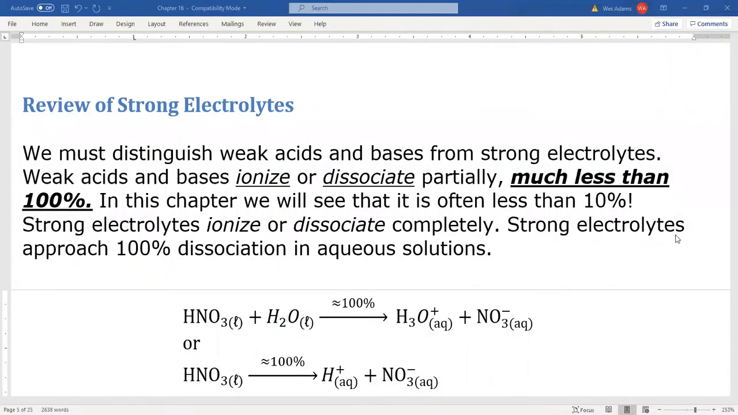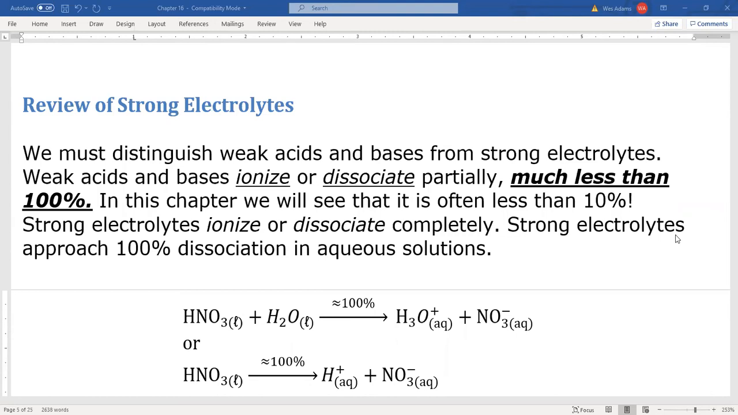So let's look at a review of strong electrolytes. We must distinguish weak acids and bases from the strong electrolytes. Weak acids and bases will ionize or dissociate partially, generally much less than 100%. A strong electrolyte is going to be 100% or close to it. In this chapter, we look at the weak electrolytes, and they usually ionize less than 10%. Again, strong electrolytes will be almost 100%.